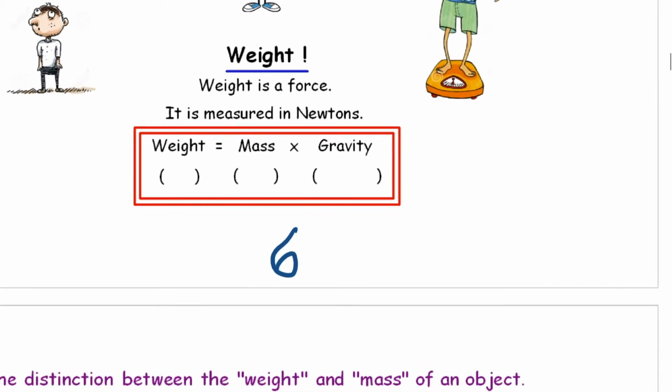Let's look at the units. Weight is a force measured in newtons, mass is measured in kilograms, and gravity is measured in newtons per kilogram. And that will become clear.